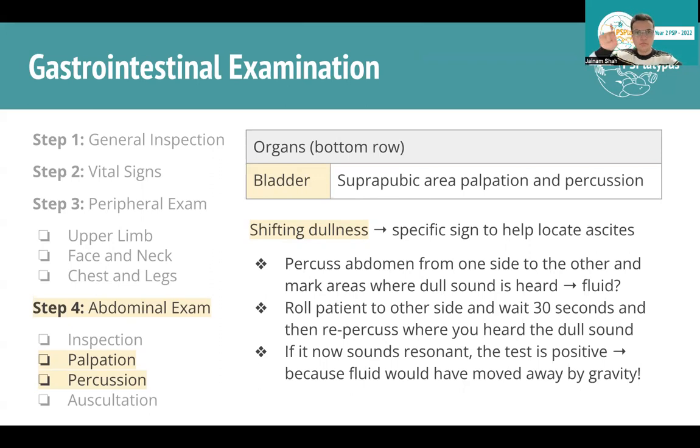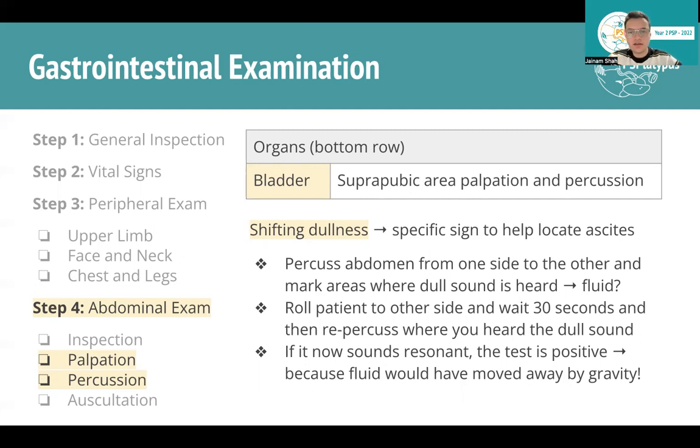If you think it's fluid, you want to mark that area specifically, then get the patient to roll over to one side and wait for 30 seconds. The reason you do that is because if it's fluid, gravity will pull all that fluid down to the other side of the abdomen. Say you felt the dullness on the left-hand side, you ask the patient to roll over to the other side, and it should all move onto the right-hand side in about 20 to 30 seconds. Then you repercuss that same area that you marked.